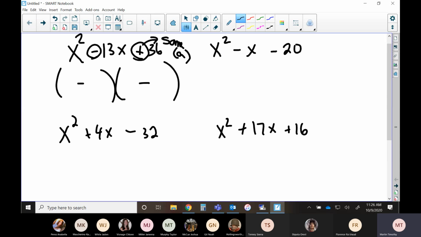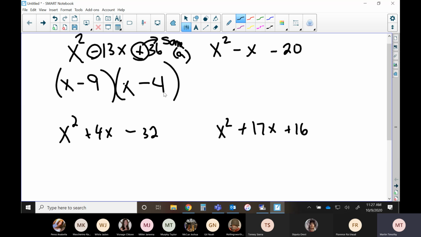Then we get to play a game. I need two numbers that multiply to 36 but add to 13. And so it doesn't matter where they go, right? Why does it matter on this one if I put the 9 or the 4? Because they're both the same sign. So I don't have to worry about the bigger number.